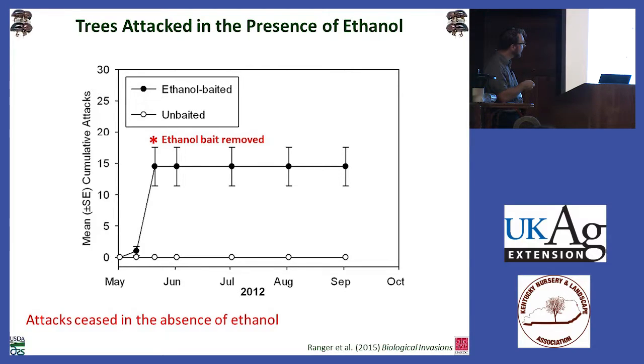But as you can see, the attacks stopped at 15. Once it hit 15, there were no longer any attacks. That's where we purposefully removed the ethanol lure from that tree. As soon as the ethanol was taken out of the system, that tree was no longer viewed as a vulnerable host.